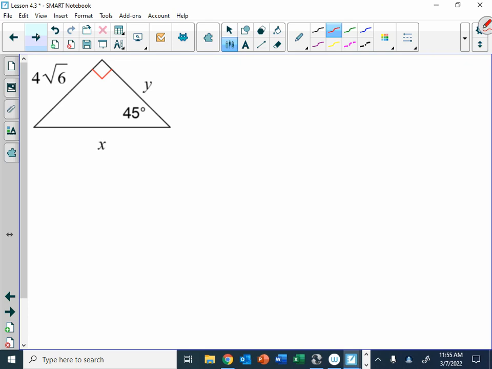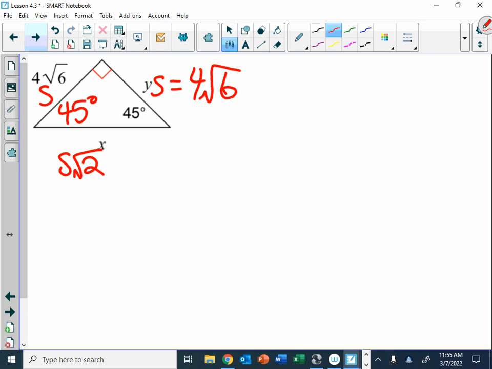Alright. 45, 45, 90, right? That 4 square root of 6. Leg or hypotenuse? Leg. How do I label the legs of a 45, 45, 90? S. Which other side, x or y, is s? Y. So y is also 4 square root of 6. Legs of a 45, 45, 90 are equal to each other. Okay? How do I label the hypotenuse of a 45, 45, 90? S times square root of 2.